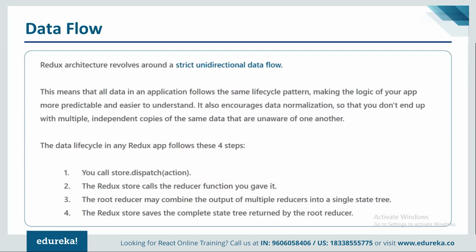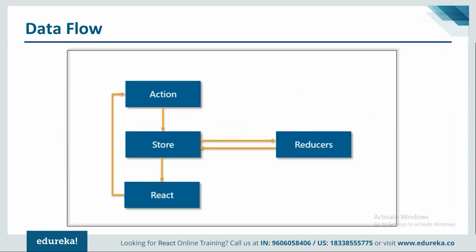The third is the root reducer may combine the output of multiple reducers into a single state tree. And the fourth one is the Redux store saves the complete state tree returned by the root reducer. This is the last step, which is having the updated information. This is the very simple data flow diagram. As you can see, there is action, store, the reducers, which is directly working with the store. And then you have the React, which is giving the view part.